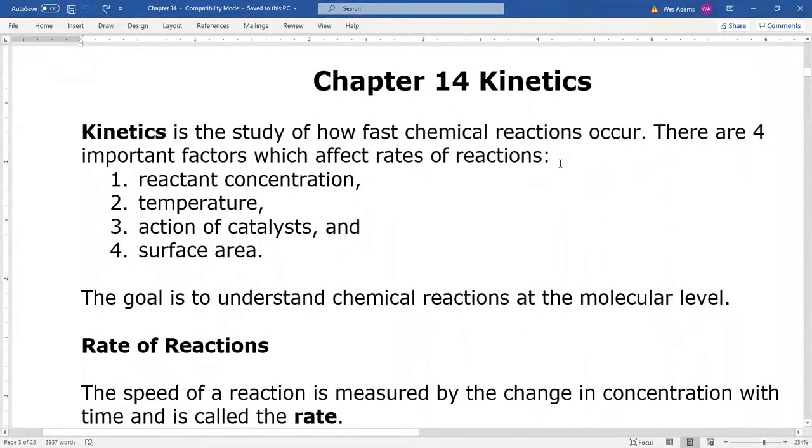Okay, this is Chem 111. This is chapter 14. This lecture guide's up on Blackboard for you. Before this in the lecture guide, there is a periodic chart that you can use for your reference.